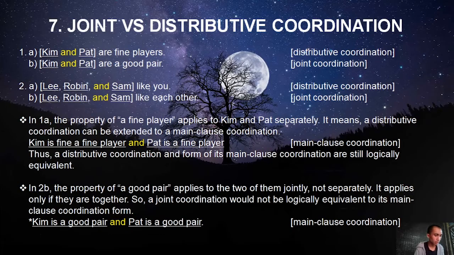But in 1B, the property of a good pair applies to the two of them jointly, not separately. It applies only if Kim and Pat are together. So a joint coordination would not be logically equivalent to its main clause coordination form. Moreover, its main clause coordination form has no clear meaning. What does it mean by Kim is a good pair and Pat is a good pair?